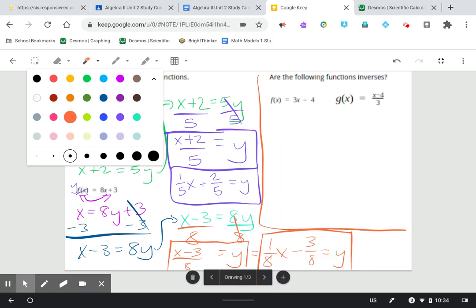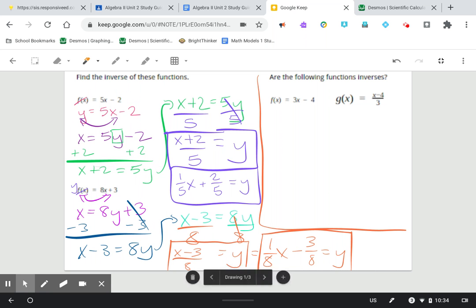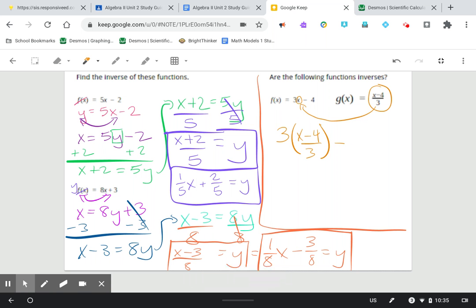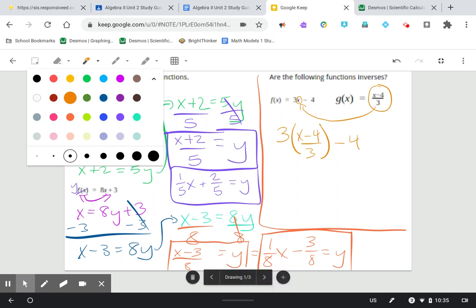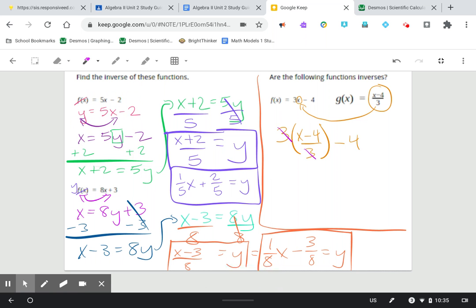Are the following functions inverses? So now we're doing a test for inverses. To do a test for inverses, you do a composition of the two, meaning you take this function and you plug it into the x value of this function. You learned this in a previous lesson, but you're going to do it like this: (x minus 4) over 3, minus 4. Then you start simplifying things. I see the 3's are going to cancel out, giving me x minus 4, which gives me x minus 8.